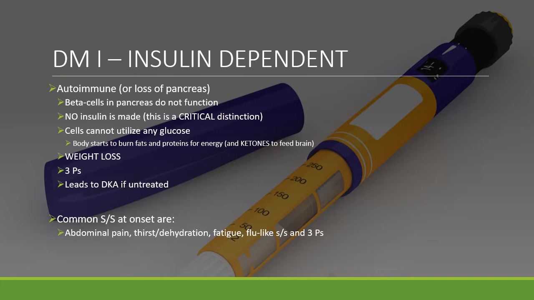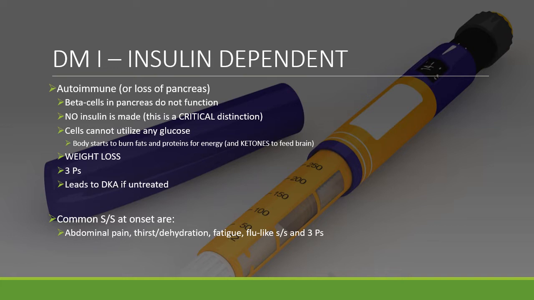The cells cannot utilize any glucose without insulin, and so the body then starts to burn fats and proteins for energy. They use the ketone bodies that are created by this process, the ketosis, to feed the brain. So the brain can actually use ketones as a form of energy. So it's kind of like a backup energy store. And this leads then to dramatic weight loss, polydipsia, polyuria, polyphagia, the 3 Ps, and it can lead to diabetic ketoacidosis if untreated.